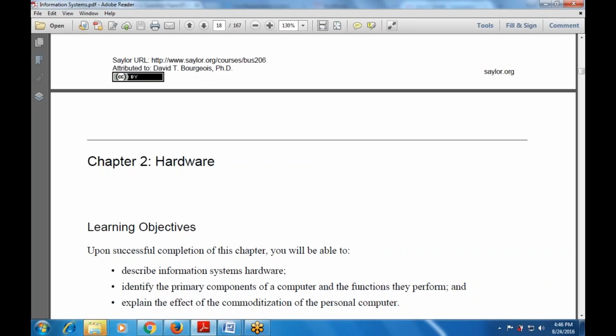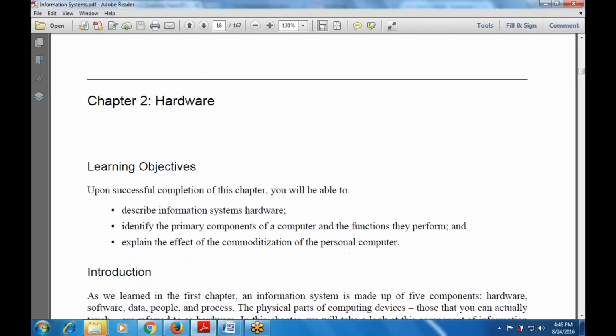Upon the successful completion of this chapter, you will be able to describe the information system hardware. Then identify the primary components of a computer and the functions they perform. So first of all, what is the information system hardware? Then what are the various primary components of a computer and how they function or how they perform? Then explain the effect of the commoditization of the personal computers.